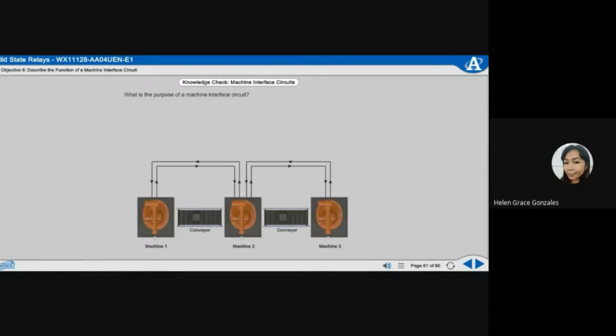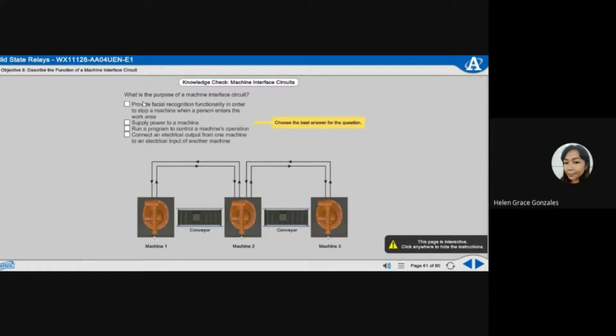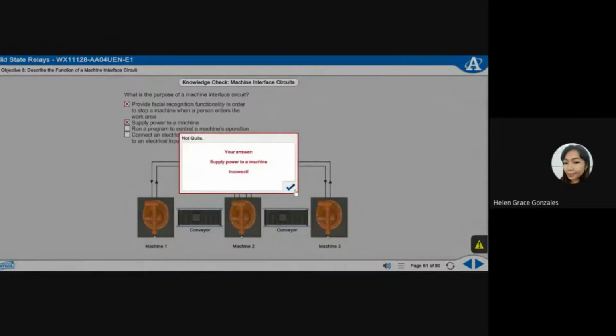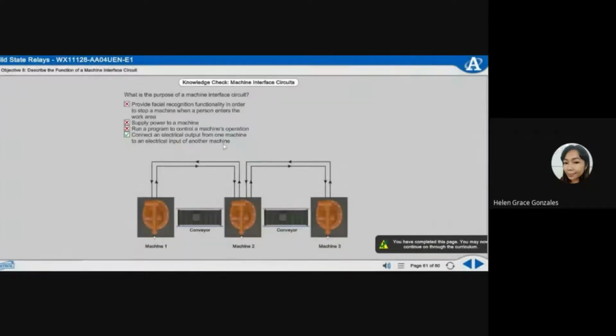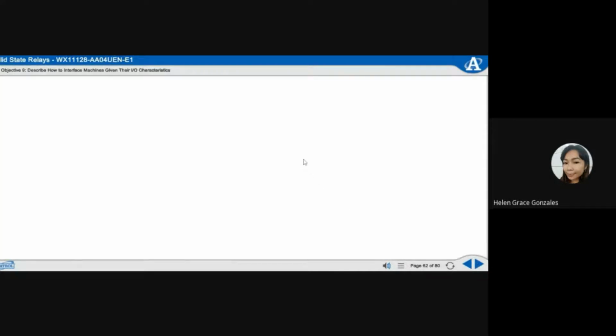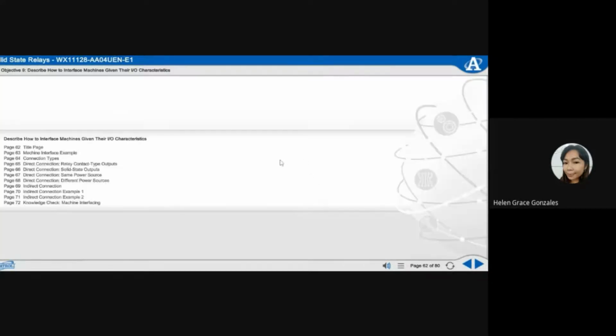What is the purpose of a machine interface circuit? Describe how to interface machines given their I/O characteristics.